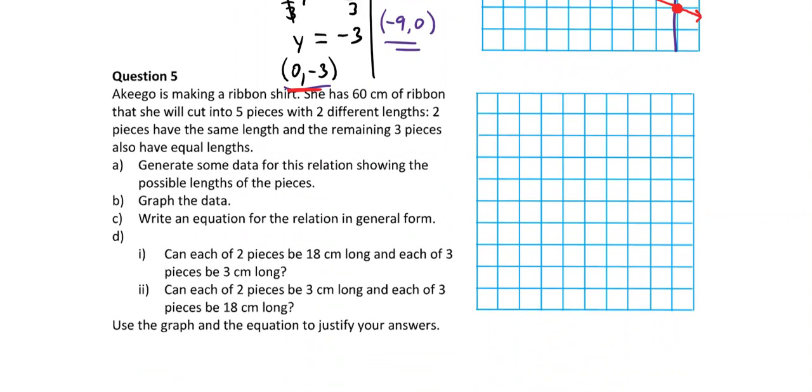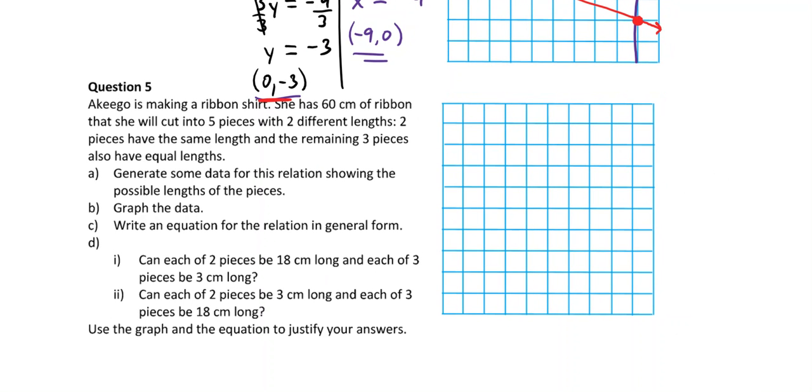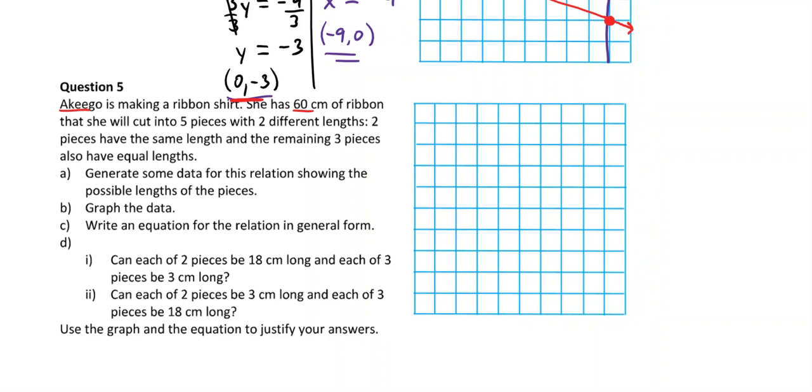All right, last one. We'll just do this one and we'll be done. Okay. She is making a ribbon shirt. She has 60 centimeters of ribbon that she will cut into 5 pieces with 2 different lengths. 2 pieces have the same length, and the remaining 3 pieces also have the same length. Generate some data for this relation showing the possible lengths.